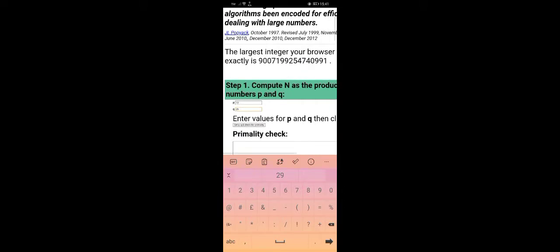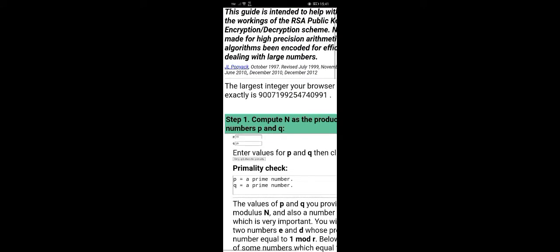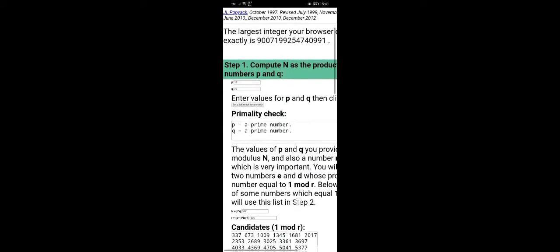No provisions are made for high precision arithmetic, nor has the algorithm been encoded for efficiency when dealing with large numbers. First step is to compute n as the product of two prime numbers P and Q. Now let's put 13 and 29, and let's check for the primality. So P and Q are prime numbers. Given the values of P and Q, the modulus n is also a number.